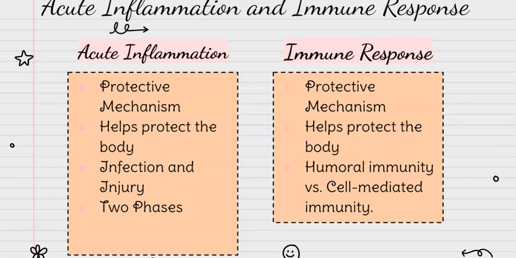There's humoral immunity, which includes an antigen, which is a foreign material such as bacteria or a virus that creates an antibody, and that's produced by the body in response to the antigen. Then there's cell-mediated immunity, which leads to an increase in lymphocytes that destroy or react with cells that the body recognizes as harmful. Both acute inflammation and immune response are protective mechanisms. They help protect the body, and they both try to protect from infection and injury.